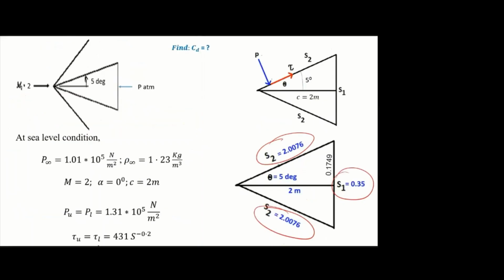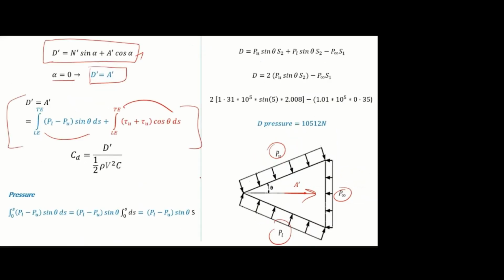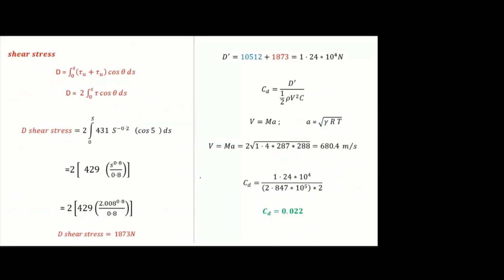Shear stress is mentioned. Again, both are equal. 431 s power minus 0.2, so this is the shear stress equation. As both are equal, we can write 2 integral tau cos theta ds, and we know the tau value, 431 s power minus 0.2, and theta is 5 degrees. Again, normal integration and apply the limit, you will get drag due to shear stress. For the complete overall drag, you have to add drag due to pressure plus drag due to shear stress. This is the total drag value of this wedge model.